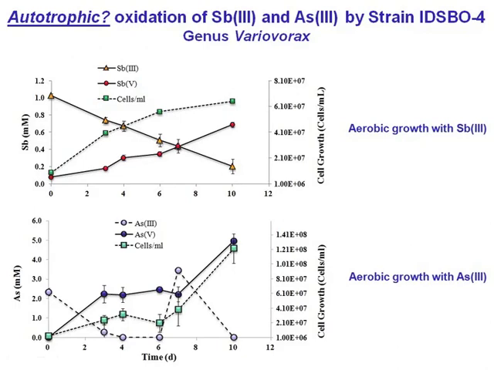Currently now, we're working with another organism that appears to be growing as an autotrophic oxidizer of antimony 3 and also arsenic 3. We call this strain ID SB04. This is a different strain than the last one. And this organism is the genus Variovorax. And this organism is going to oxidize antimony 3 to antimony 5, and couple that to the growth of cells. And also it can do the same thing with arsenic.